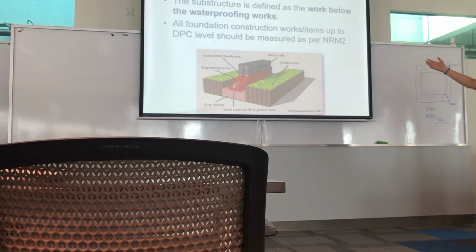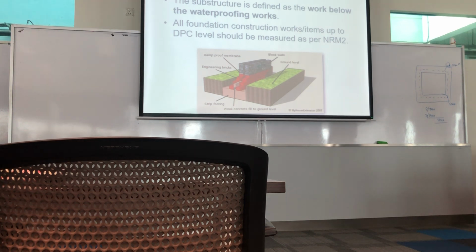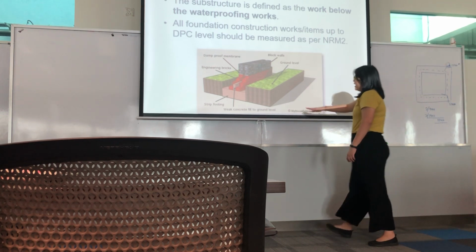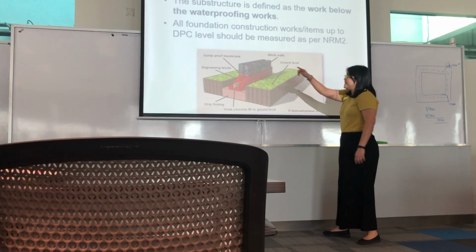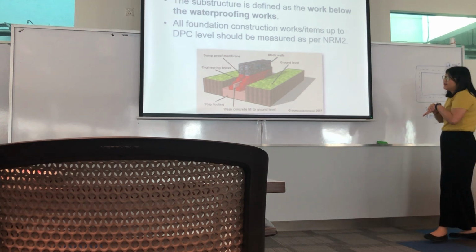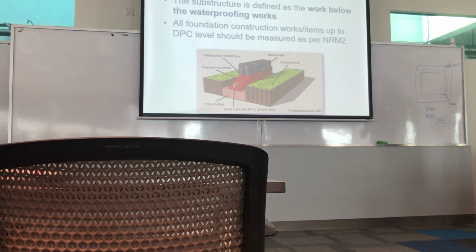And in this scenario, we normally call it DPC or DPM. DPM is the membrane for the whole slab. DPC is a membrane on the walls, on the vertical elements. So it's called a damp-proof course. So all foundation construction works or items up to DPC level should be measured as per NRM2.